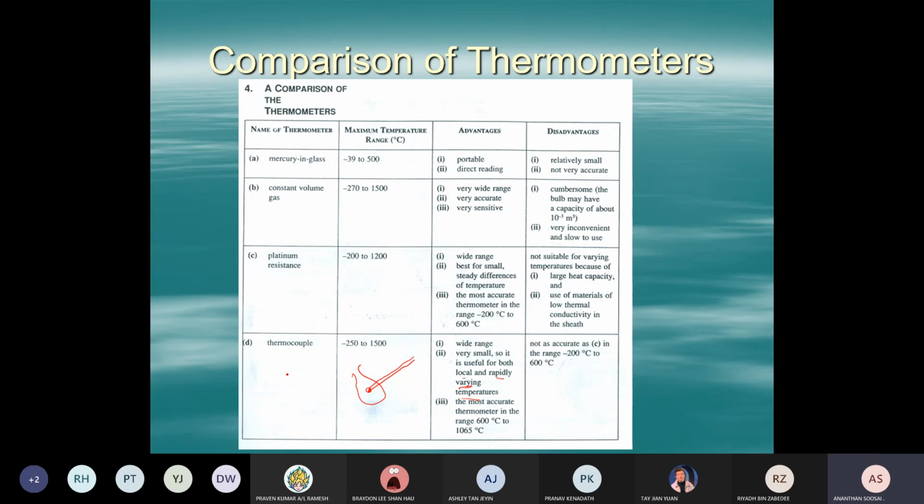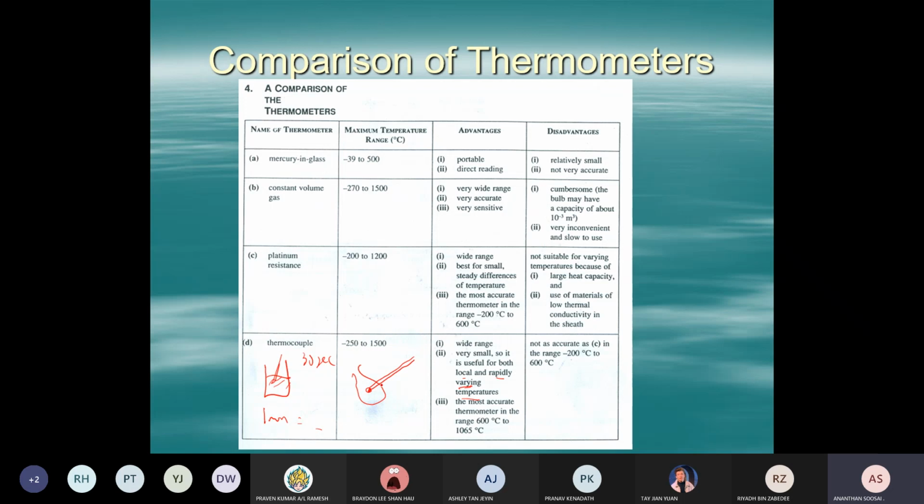What is meant by rapidly varying temperature? Let's say you do an experiment in the lab, maybe with water. You want to find the temperature of this water every 1 minute accurately, or maybe every 30 seconds, a short period of time. The best thermometer to use is the thermocouple. Why? Because it achieves thermal equilibrium very fast.